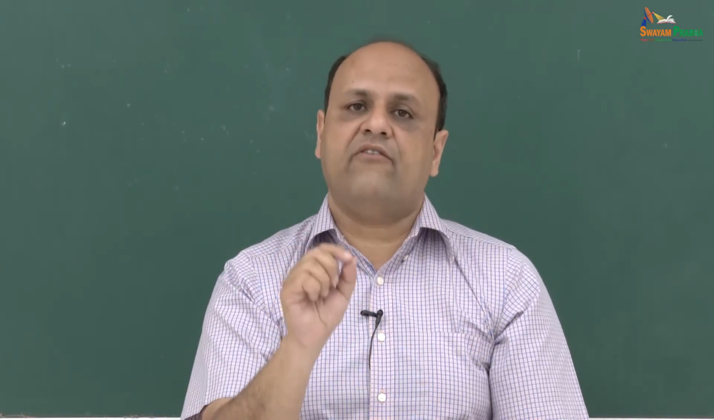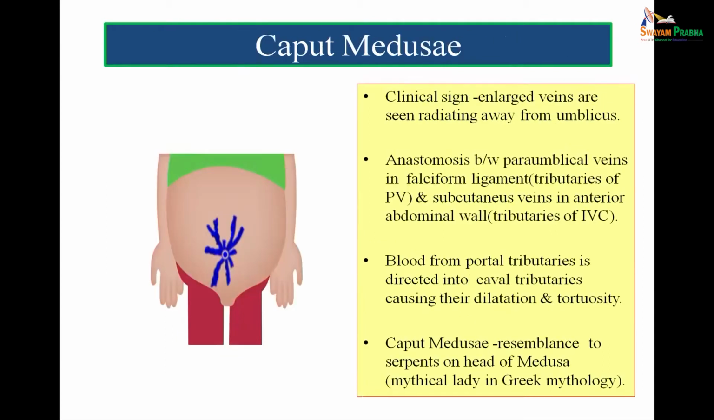Now we will discuss each area where portosystemic anastomosis is taking place and try to explain the anatomical basis of the clinical manifestation in each region. So, moving forwards, caput medusa. Caput medusa, there's a lady in Greek mythology called Medusa.